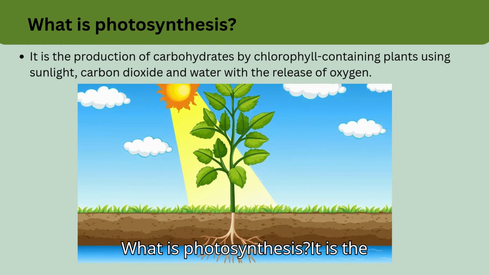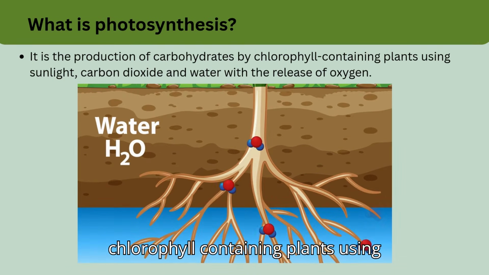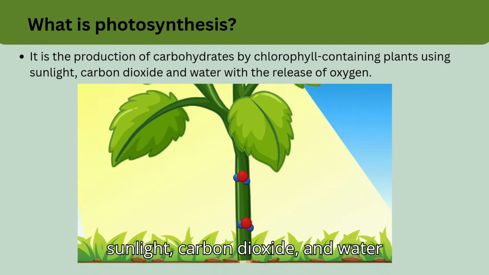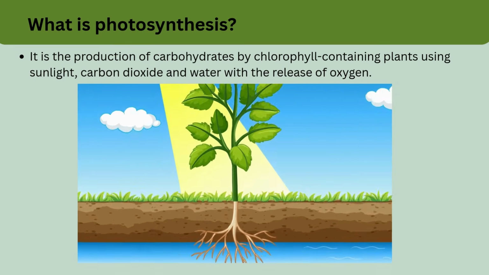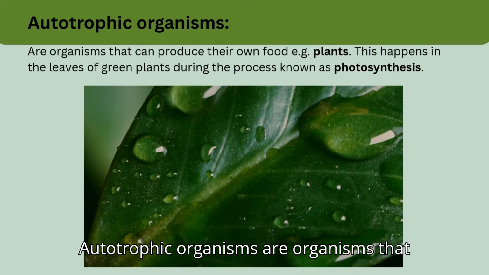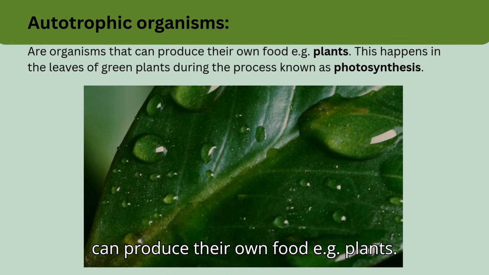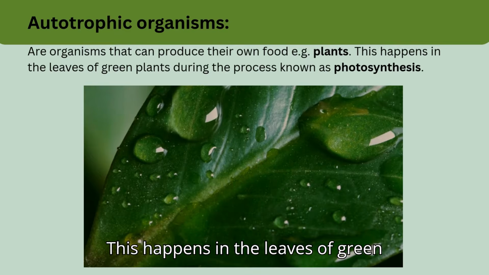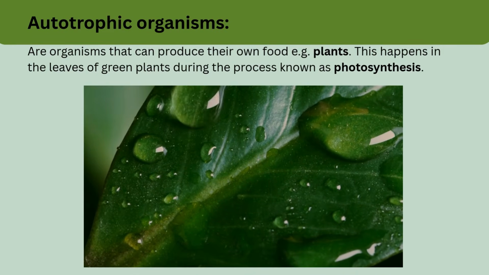What is photosynthesis? It is the production of carbohydrates by chlorophyll-containing plants using sunlight, carbon dioxide, and water, with the release of oxygen. Autotrophic organisms are organisms that can produce their own food, e.g. plants. This happens in the leaves of green plants during the process known as photosynthesis.